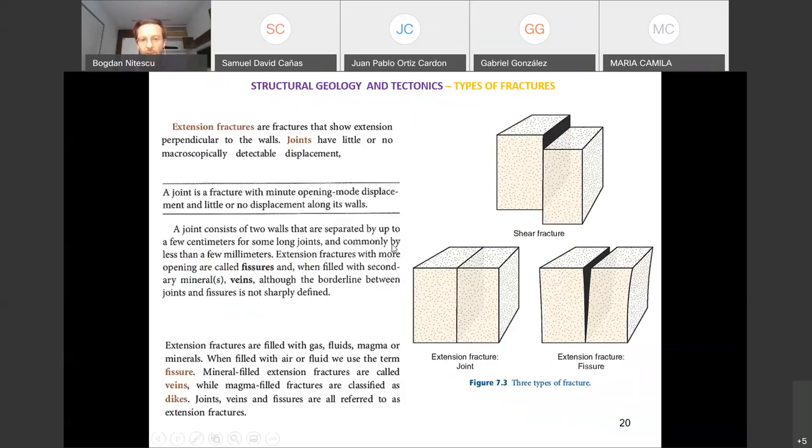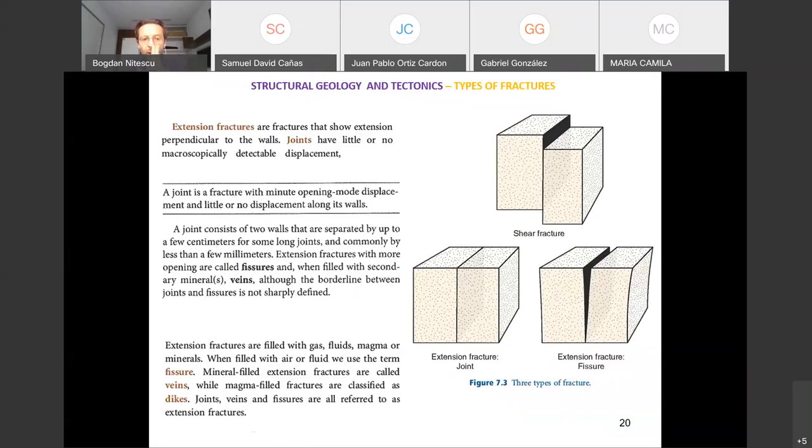Now, you have here something, this and here. These are called extension fractures. Now, extension, as opposed to the shear fracture, the movement is perpendicular to the plane of discontinuity, as you can see. And here we have some terminology. What you see here, this fracture is called the joint. Now, if the displacement perpendicular to the fracture plane is very small or almost none, then you call it joint.